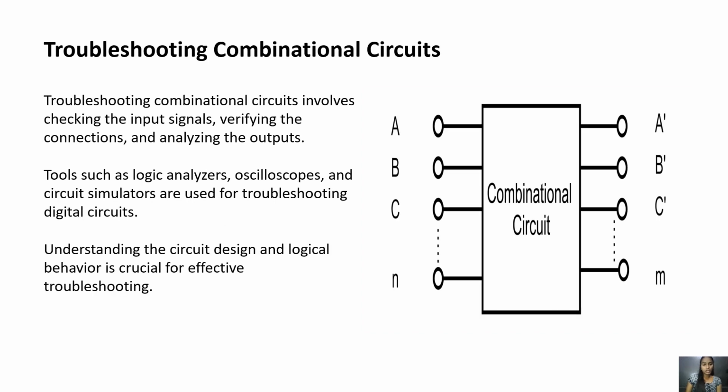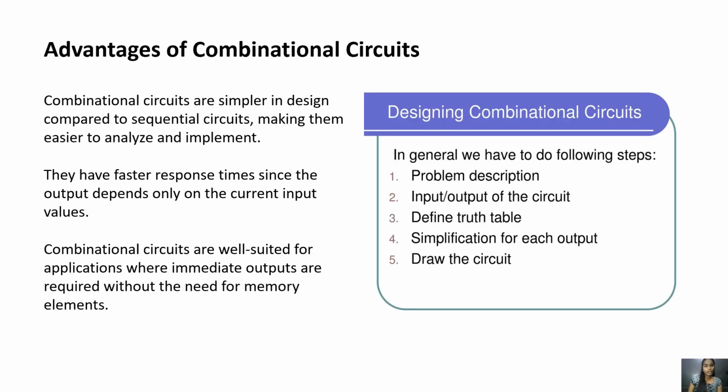Troubleshooting combinational circuits. Troubleshooting combinational circuits involves checking the input signals, verifying the connections, and analyzing the outputs. Tools such as logic analyzers, oscilloscopes, and circuit simulators are used for troubleshooting digital circuits. Understanding the circuit design and logical behavior is crucial for effective troubleshooting.